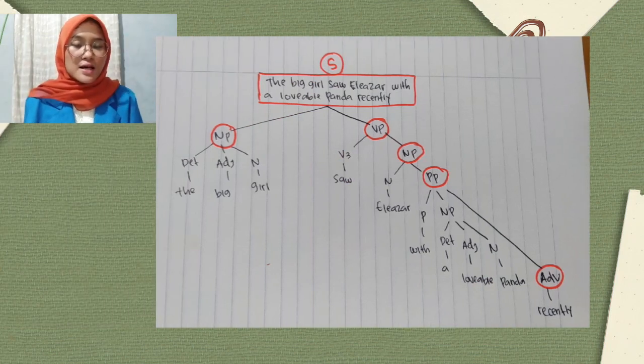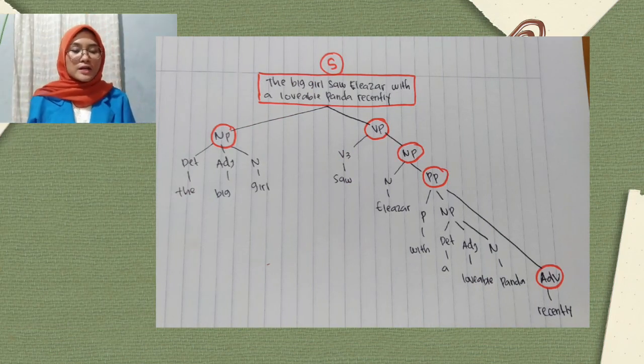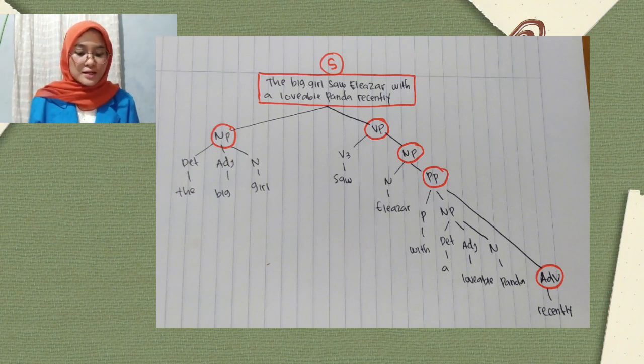Okay, the last: the big girl saw Eliezer with a lovable panda recently. There is a sentence, it has a noun phrase: the is a determiner, big is an adjective, and girl is a noun. And the verb phrase has saw as verb 2, a noun phrase with a noun, Eliezer, and a prepositional phrase with the preposition with, and the noun phrase: a is a determiner, lovable is an adjective, panda is a noun, and recently is an adverb.